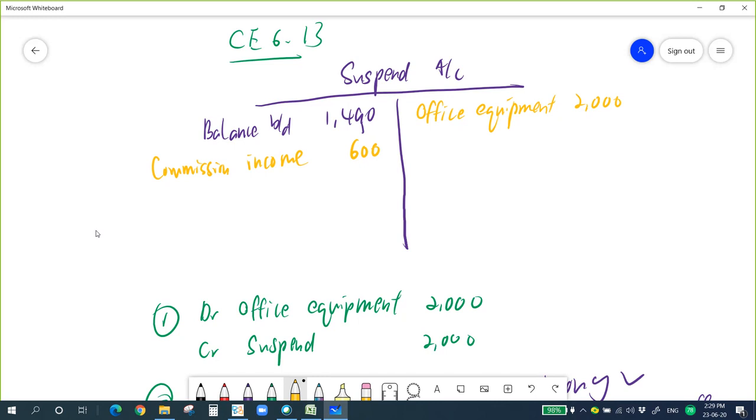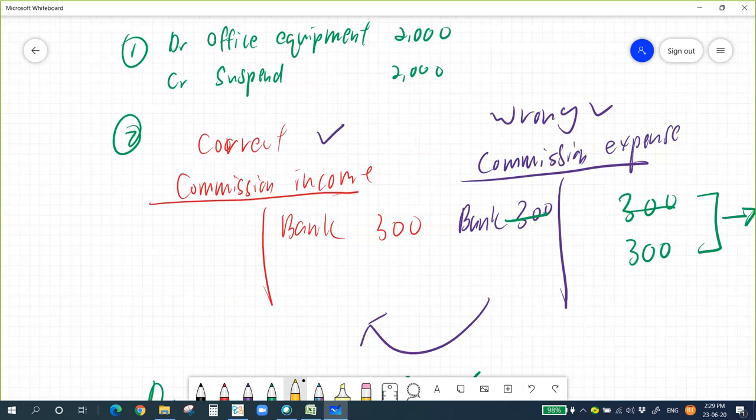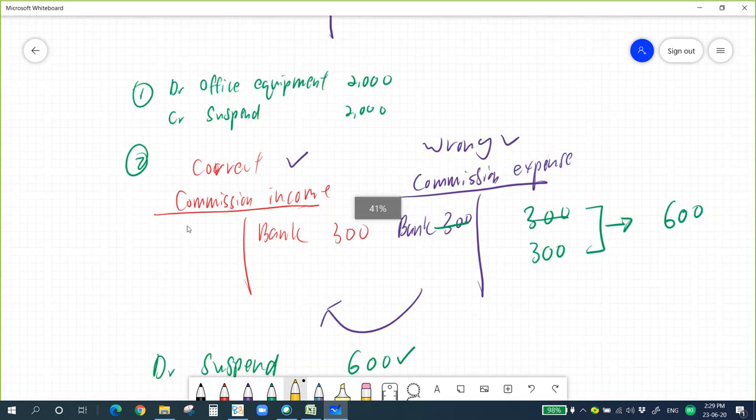So far so good, class. Can follow? How about others? Yes, hopefully I'm not too fast. Alright, so this is the adjustment for number 2.